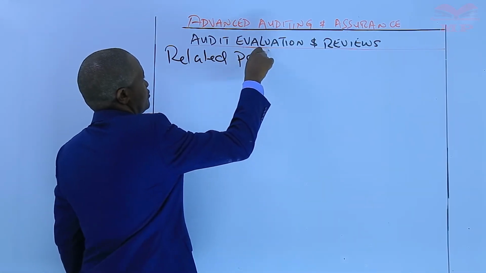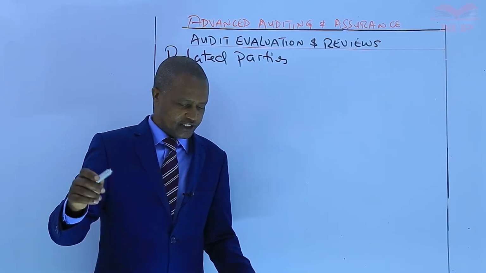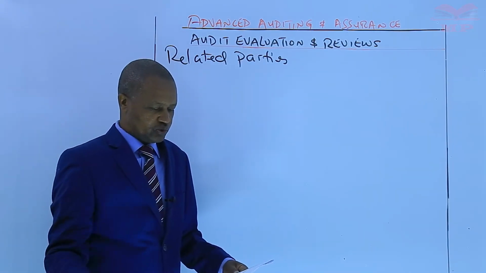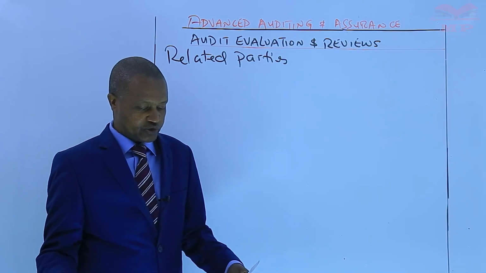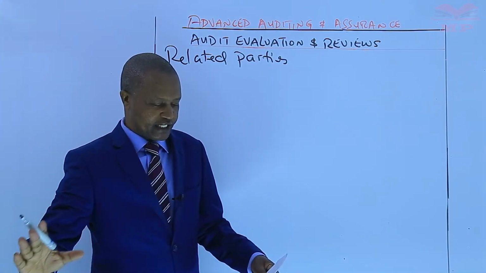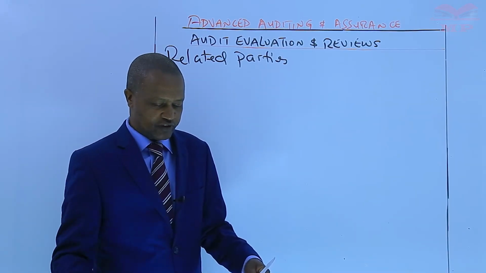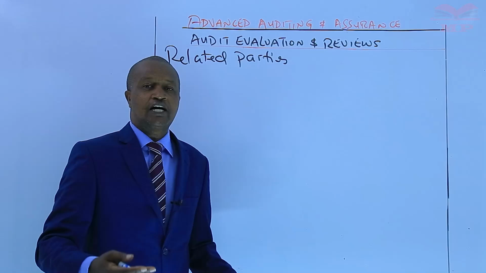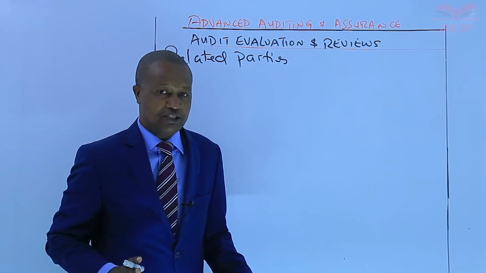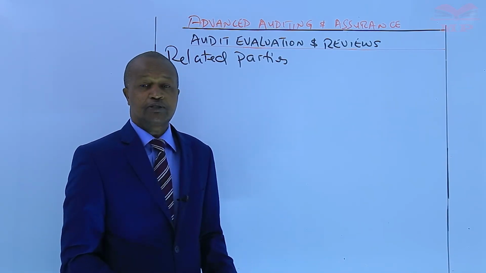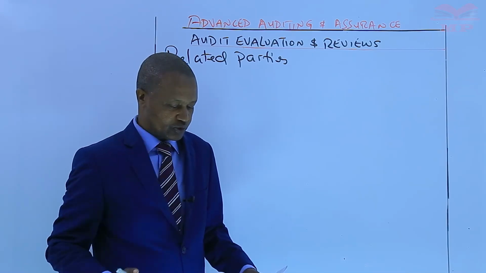Related Parties. In studying related parties, we're going to look at the risks associated with related parties. We consider the process of identifying related parties by management, the disclosure of related parties in the management letter, and also the disclosure of related parties in the financial statements. That's what we are expected to study in our today's lesson.